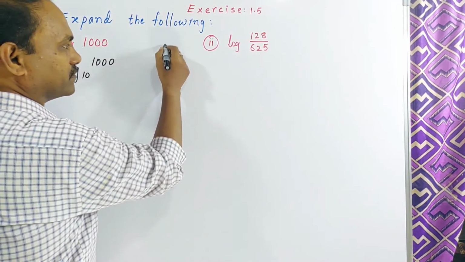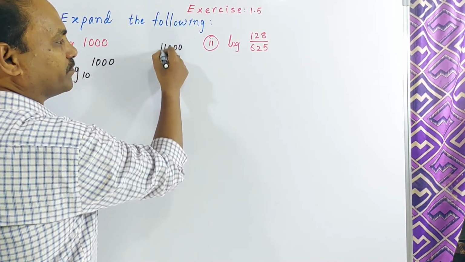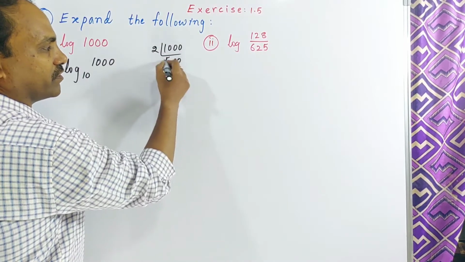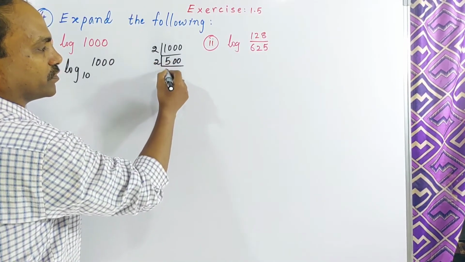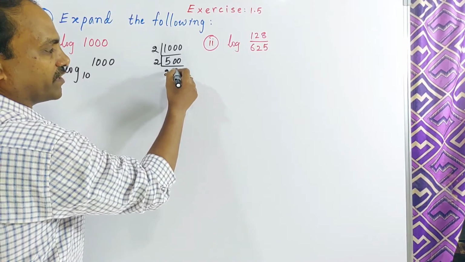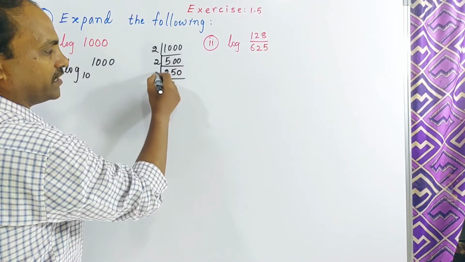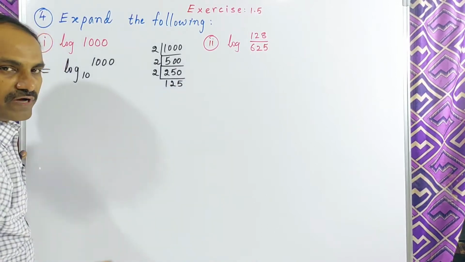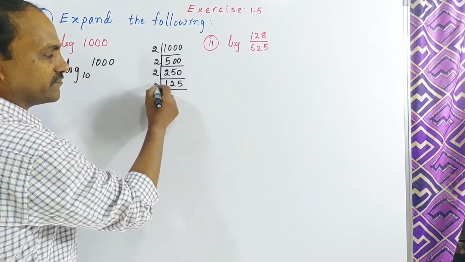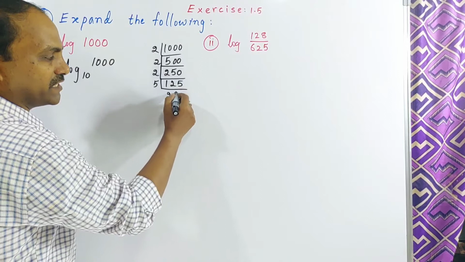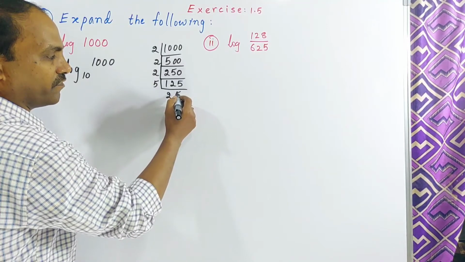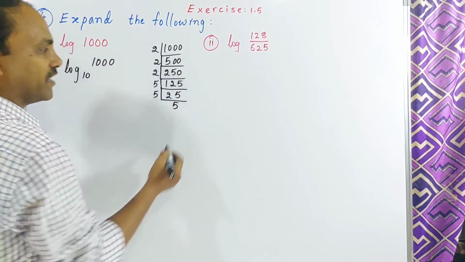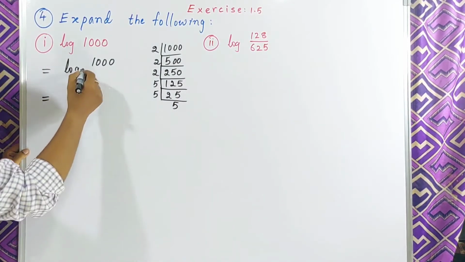Now divide 1000 into prime factors. It is an even number, so divide by 2: 500, again even, 250, again even, 125. Now it is divisible by 5: 125 divided by 5 is 25, and 25 divided by 5 is 5. How can we write 1000?